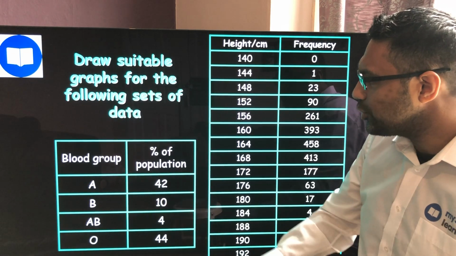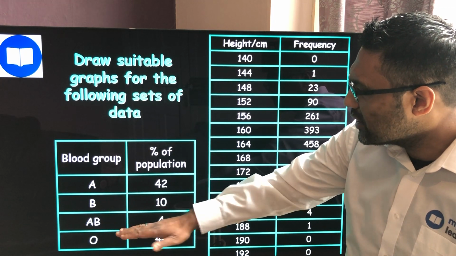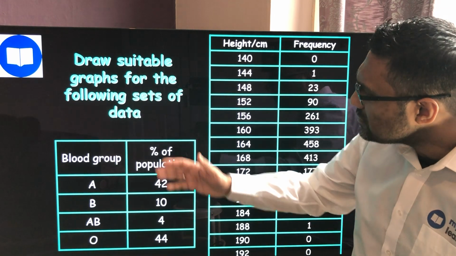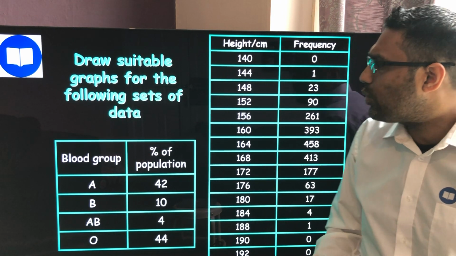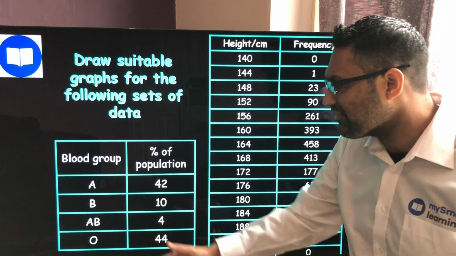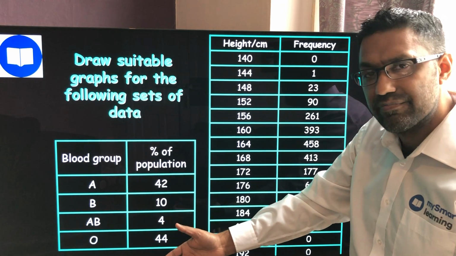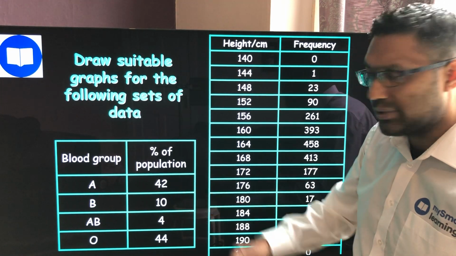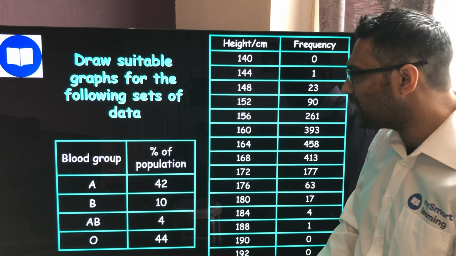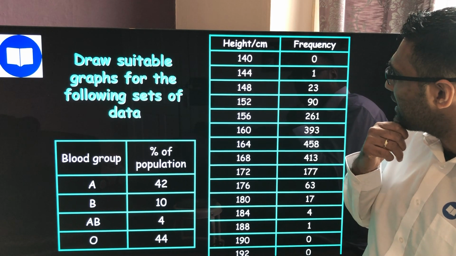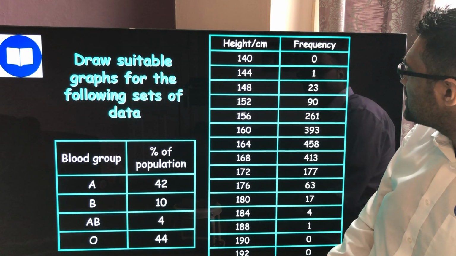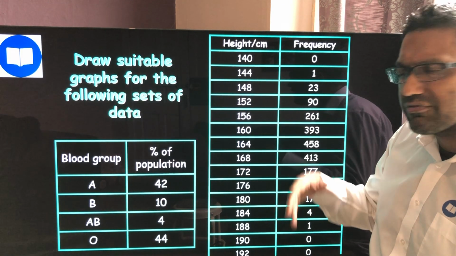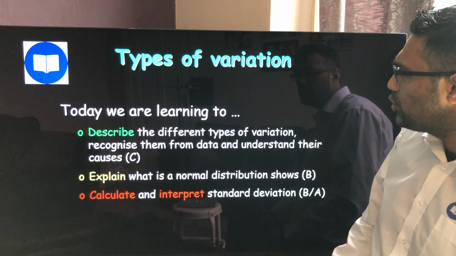Well, with blood group, because you've got discontinuous variation there, we've got data that is what we call categoric variables. They're just words or names of things. Okay, so you could do that as a bar chart, or you could do it as a pie chart. Now the obvious one, the easiest one, is a bar chart. Whereas when you've got continuous data like this, you would plot it as a line graph, or a scatter graph, and you'll get what we call a normal distribution.